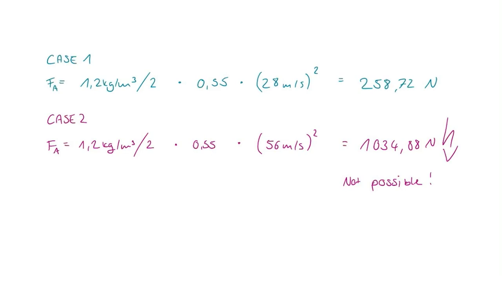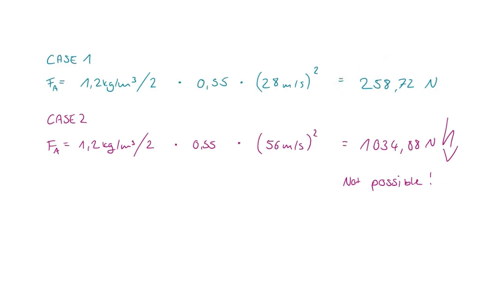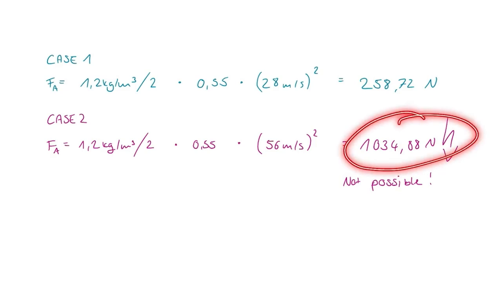Now let's add the numbers to the formula. In the first case, we calculated the air resistance with a speed of 28 meters per second. The result is an air resistance of 258 Newton. In the second case, with the double speed, the result is already an air resistance of more than 1000 Newton.